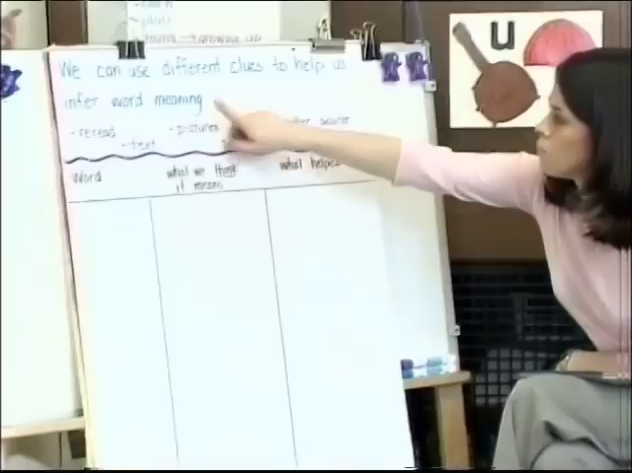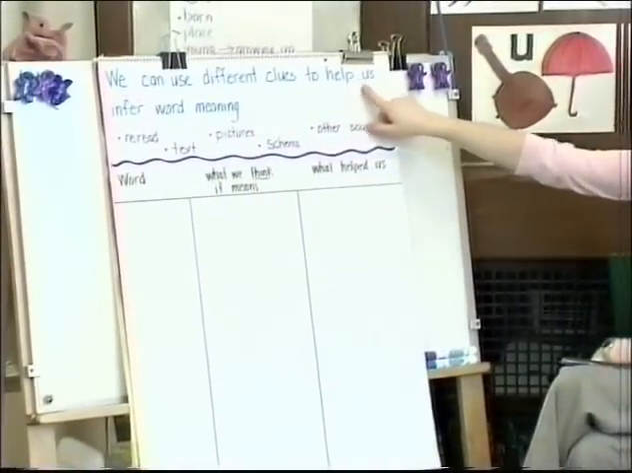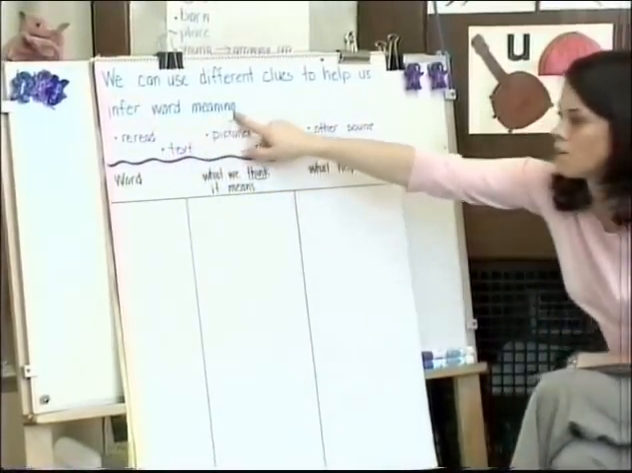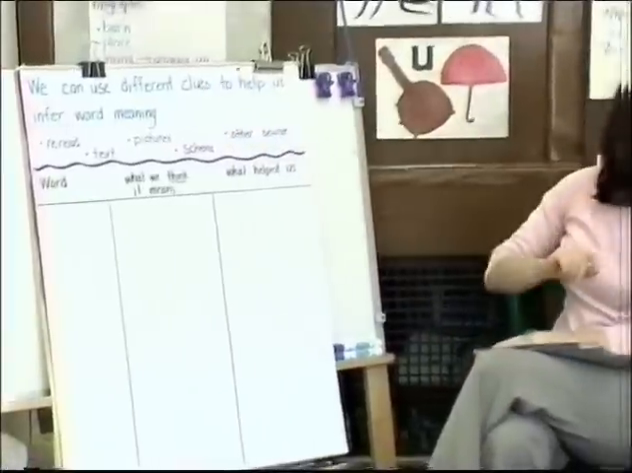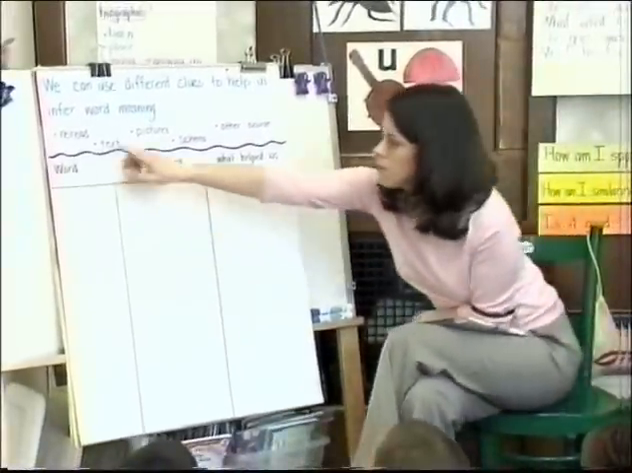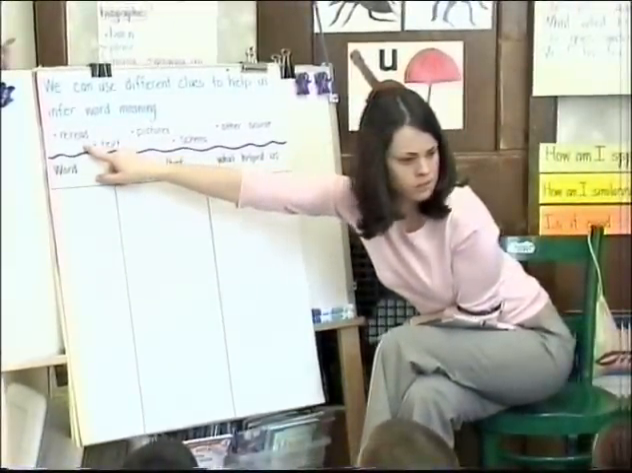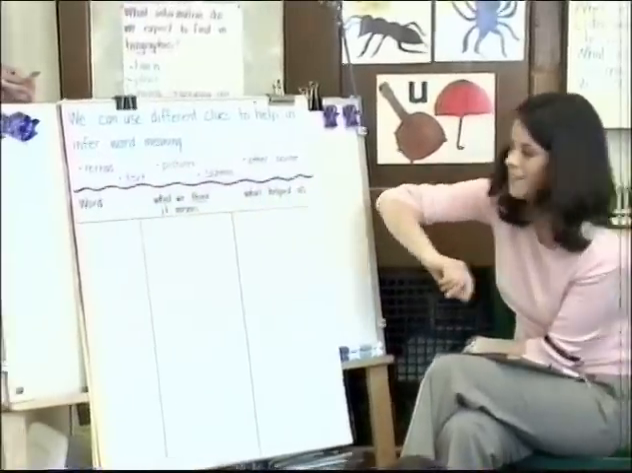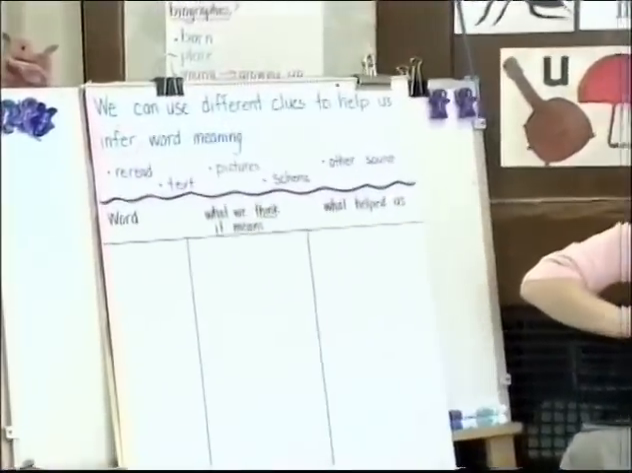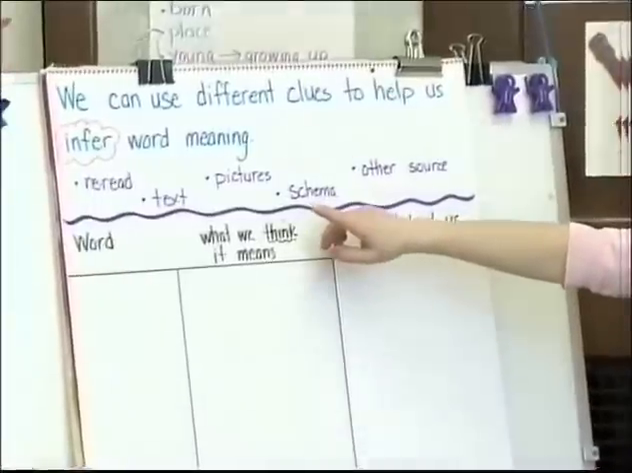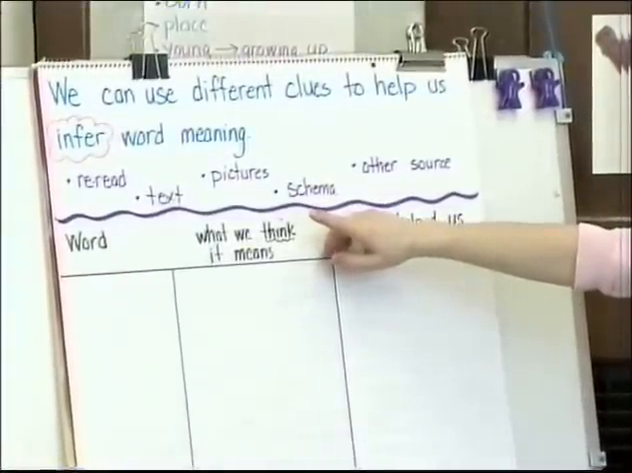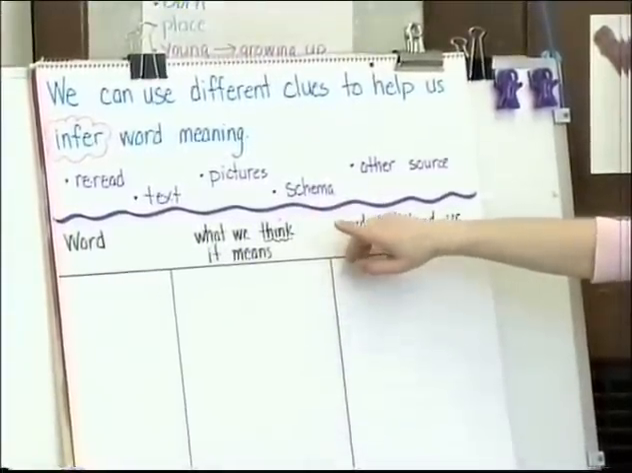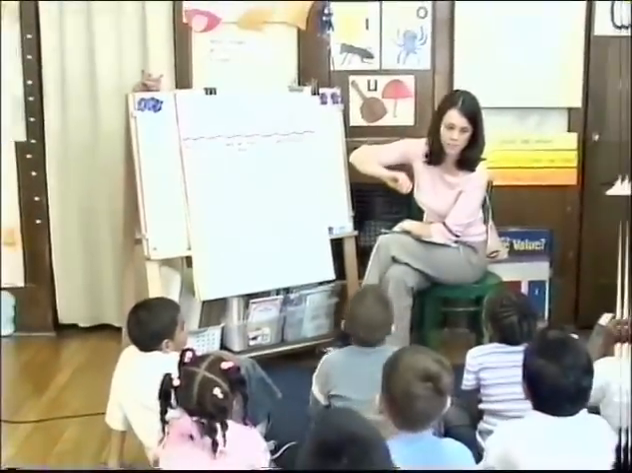And it says we can use different clues to help us infer word meaning. And some of the ways that we can infer word meaning is we can reread. And when we reread, sometimes we say, oh yeah, now I get it. The other words can help us, Sally said. Like we did in the library of basketball when we found the flag out. Then we went back to that page and reread and had some new learning.